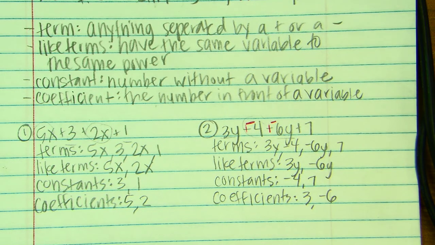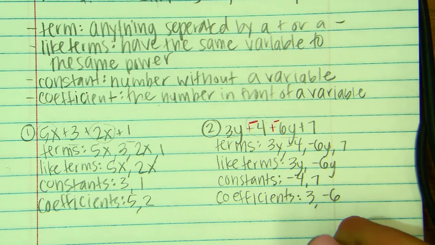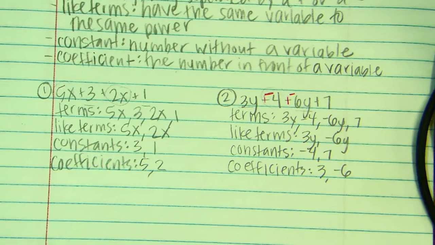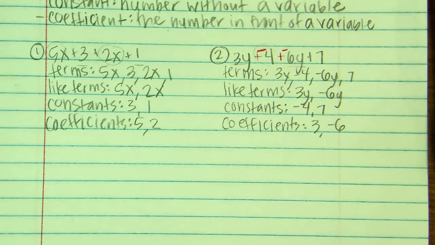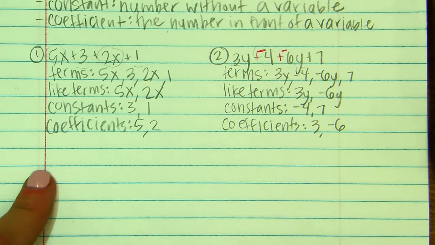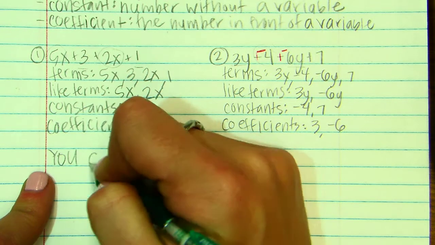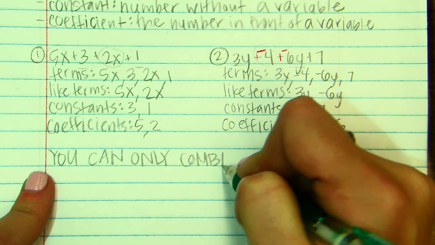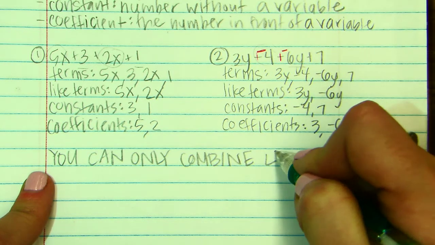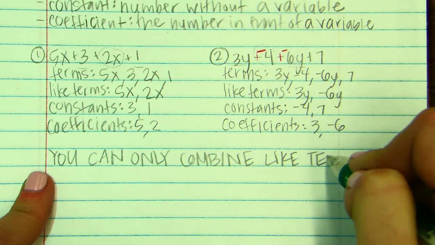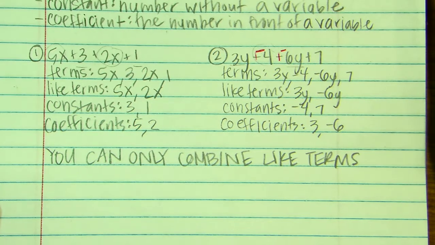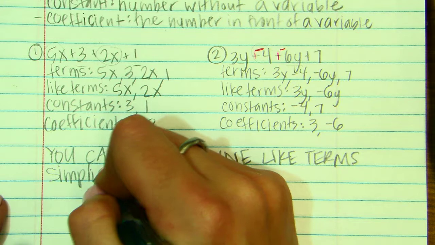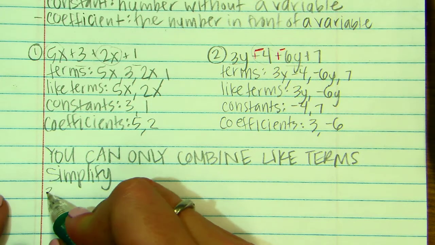Okay, now that we understand what different parts of the expressions are, we can start to use this information to simplify expressions. So when you're simplifying expressions, you can only combine like terms. I want to write that down here. You can only combine like terms. So if we're going to simplify an expression, that's what the directions will say. They'll say simplify. Let's say this is example 3.